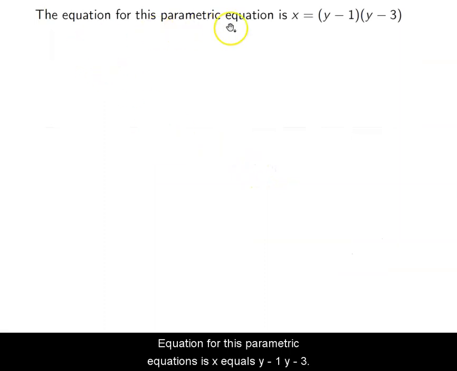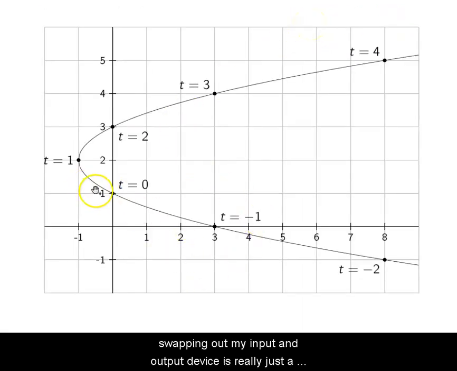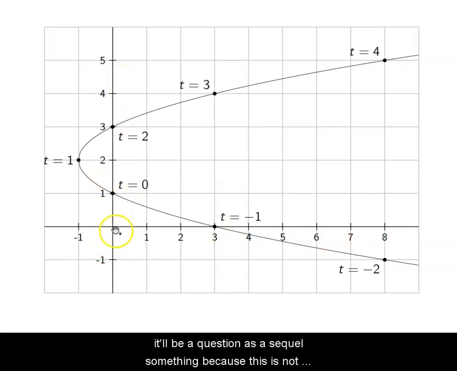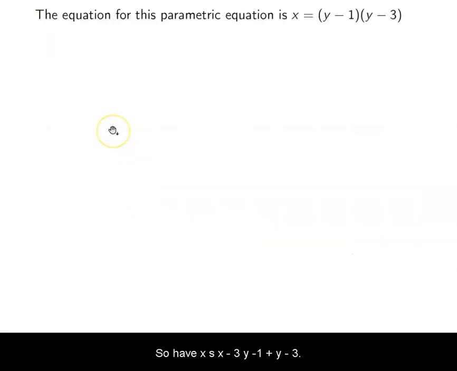The equation for this parametric curve is x equals (y minus 1)(y minus 3), which should make sense because it's kind of like swapping out my input and output values. It's really just a parabola with zeros of 1 and 3, but the zeros are not on the x-axis, they're on the y-axis. So it'll be written as x equals something, because this is not a standard function. You could think of it as an inverse function or a rotated function. So I have y minus 1 and y minus 3 as my zeros. This would be my standard equation for this curve.